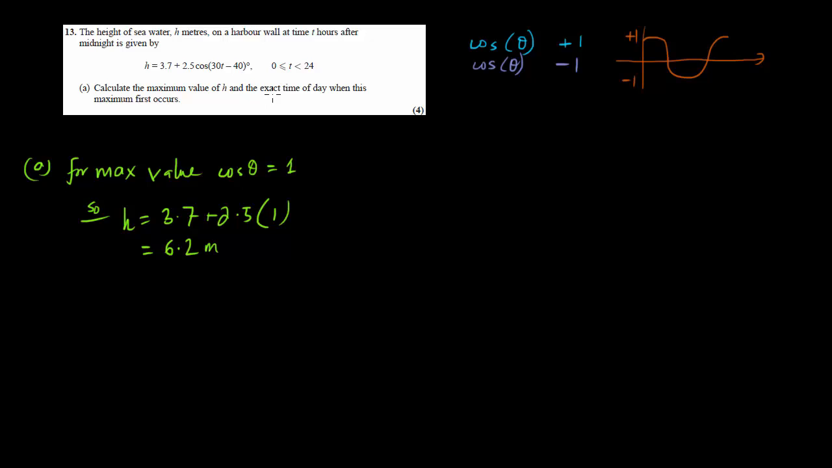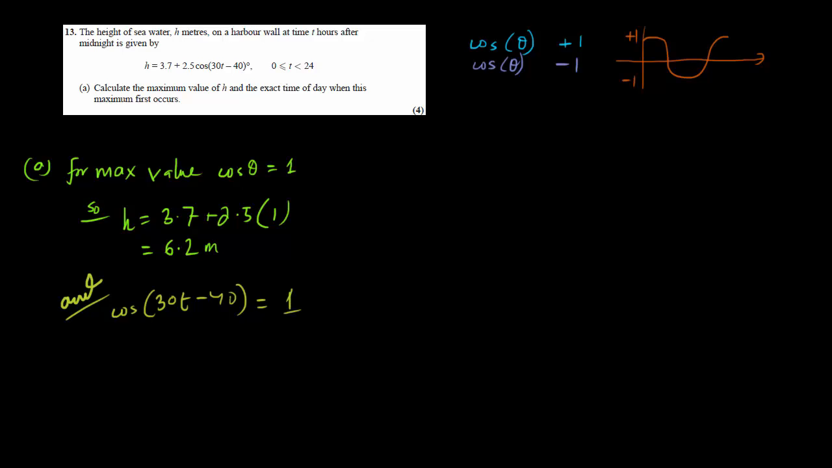Now we also have to find the exact time of day. So we have to find the value of t. We can write cos theta equals 1. For t, we only have to use the cos theta portion. We don't have to use the h. So we can write cos theta, where theta is 30t minus 40 degrees, equals 1.